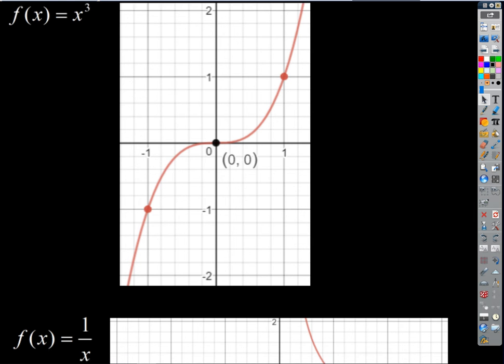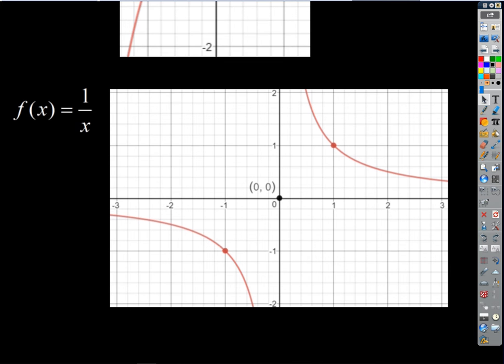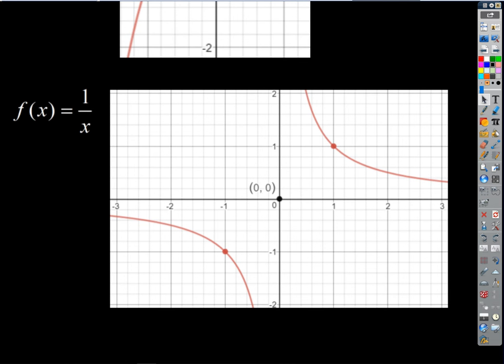Okay, what about this function? This is kind of a weird one, and we won't use this one for a while. It's an inverse function. The inverse function has this kind of bizarre behavior, and this is interesting. The reason I bring this one up is because it allows us to talk about something we discussed earlier. It's got asymptotes, right? Would you agree that there is a horizontal asymptote for this function?